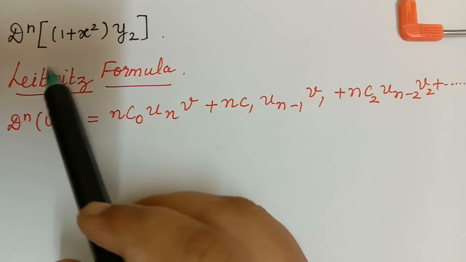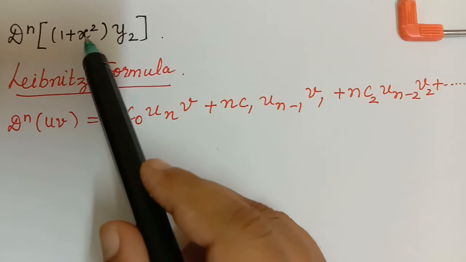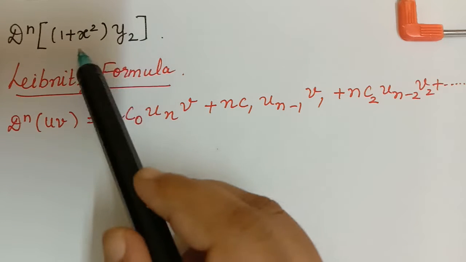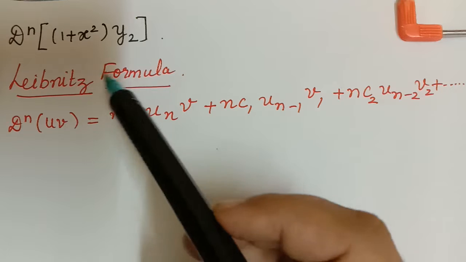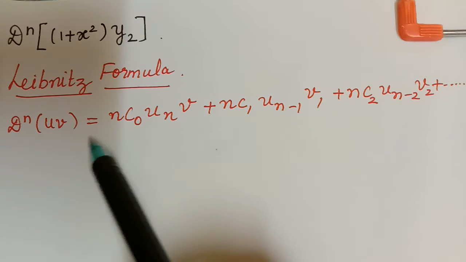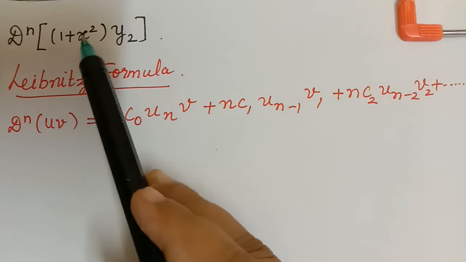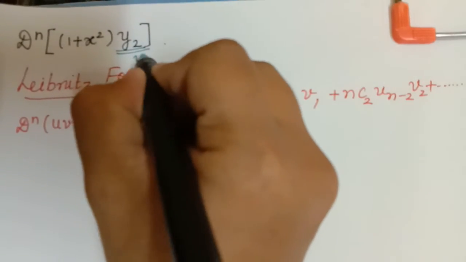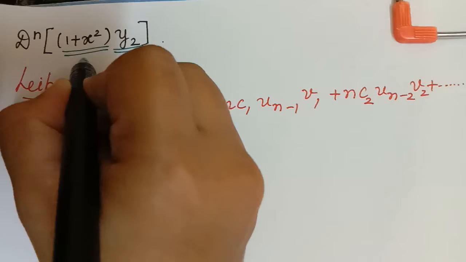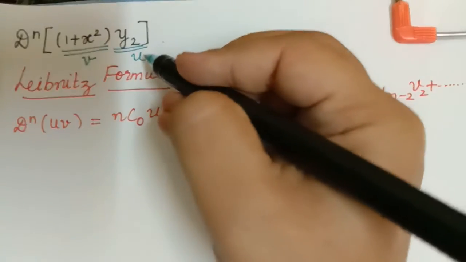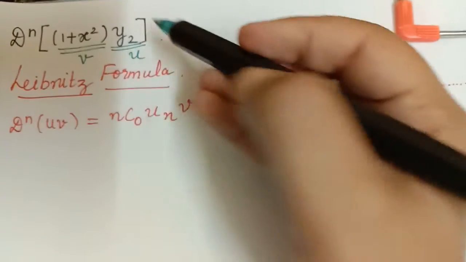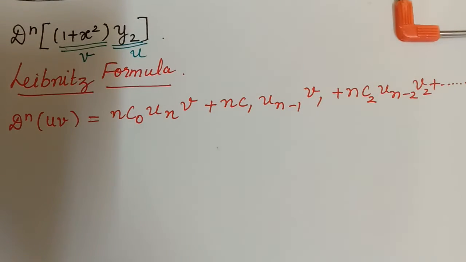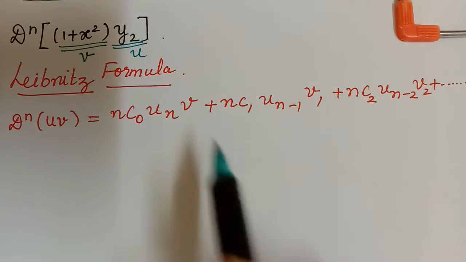First let us find the nth derivative of (1 + x²) multiplied with y2. For this we have to use the Leibnitz formula, which is given by the nth derivative of uv. This is in the form of uv, where this term has to be taken as u and this will be taken as v. Always remember, the term u will be the variable y and the term v will be the variable x.